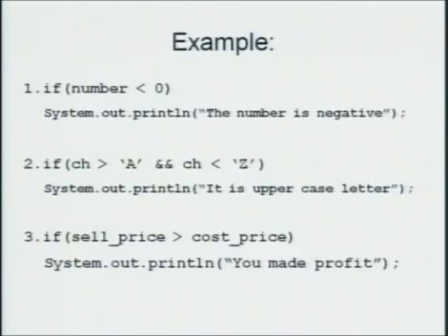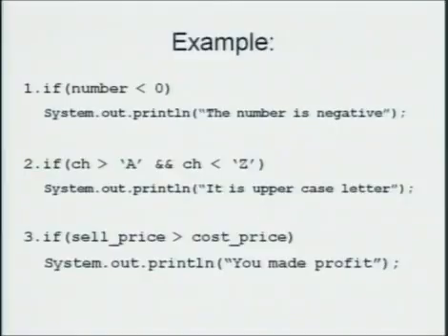Look at the example given here. If number is less than 0, then it prints the number is negative. Number is less than 0 is a condition. If that condition is true, it returns true; if it is false, it returns false. So obviously boolean values are produced by these expressions. When this is true, it prints the number is negative.